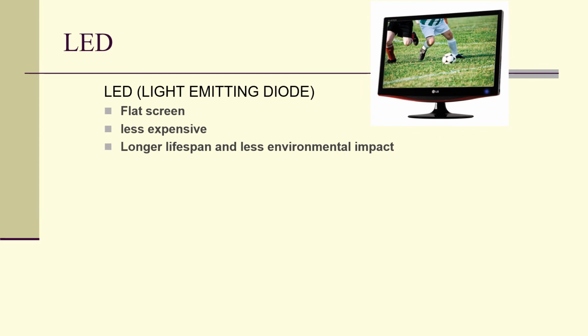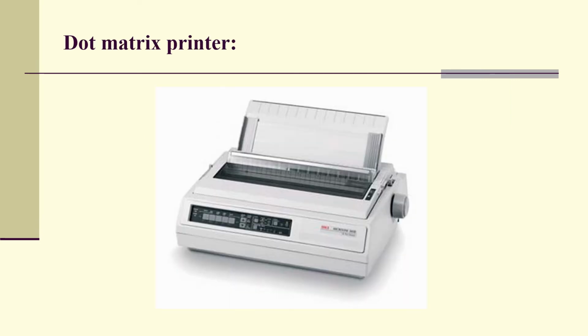LED, light emitting diode. Basically, this type of monitor has a flat screen. It is less expensive, has a longer lifespan, and less environmental impact, which are the main features of LED monitors. The output device that we need most after the monitor is the printer. We use it to print the output after being processed in the computer. We print the images after capturing them on digital camera.